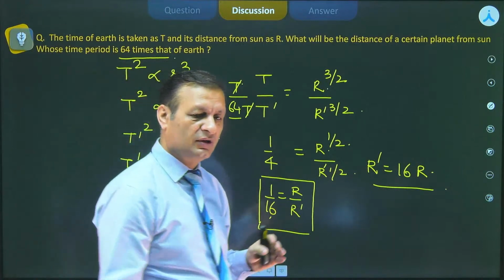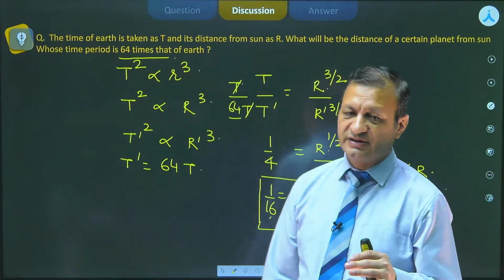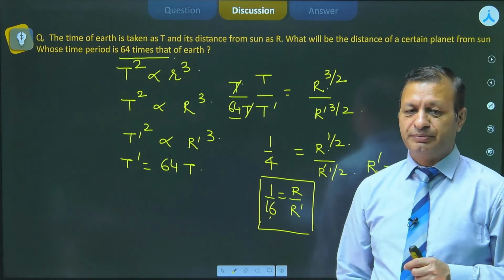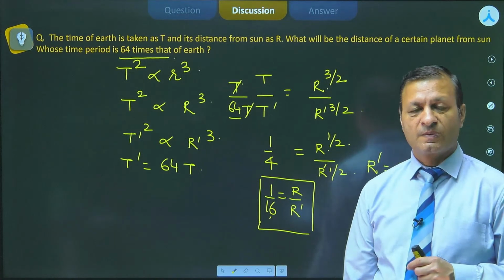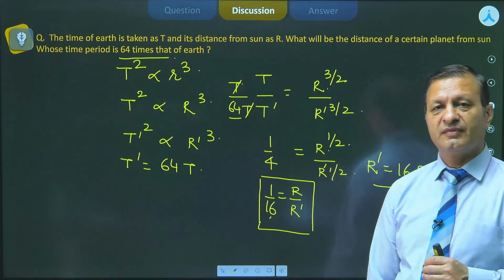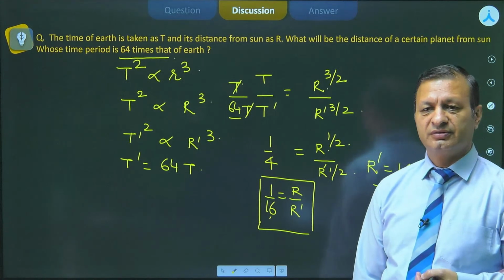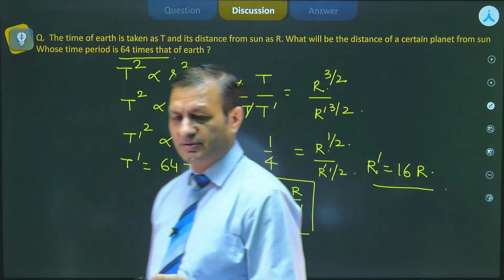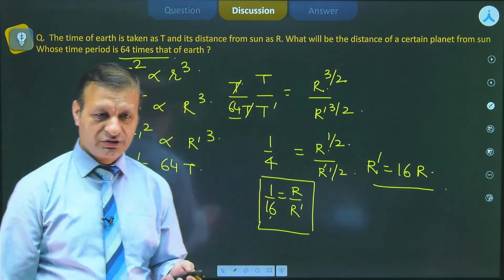Any doubt? And this time again Aditya has given the fastest answer as 16. Good, Aditya, keep it up. Any doubt? So let's move.